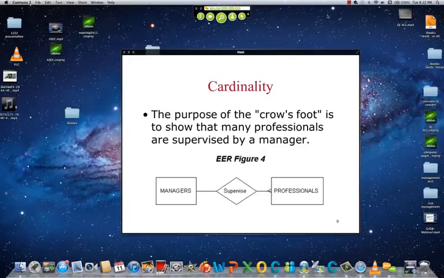If you want to interpret this line, this one thing, one side, you start from the opposite. So you say a professional is supervised by one manager. Okay. Guys, any questions? Good. Again, we'll do more of this very soon, a lot of this today, so don't worry.